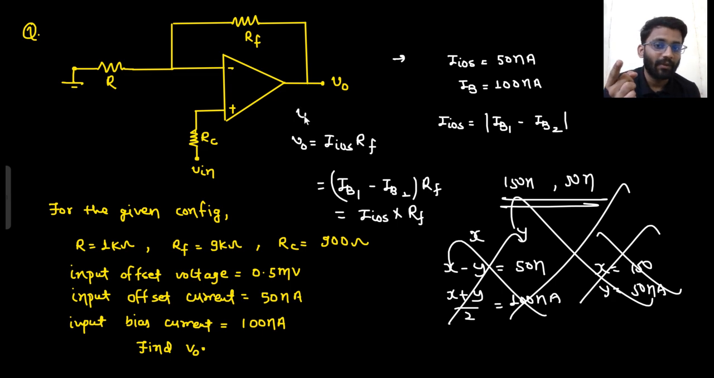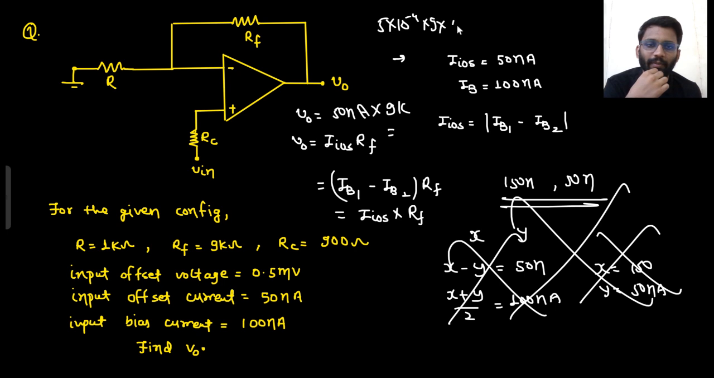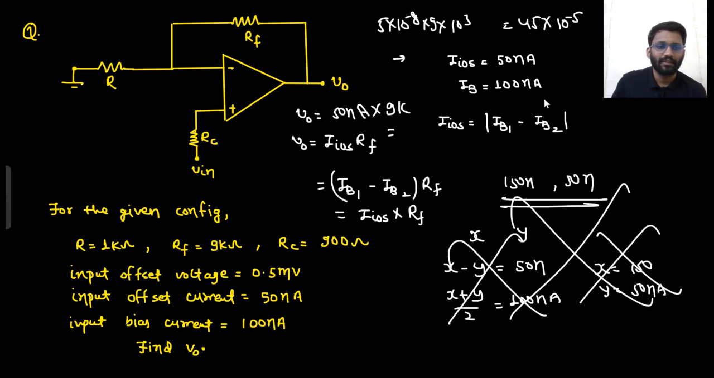Here, if I am calculating the output voltage, what will I write? What will be my output voltage? 50 nano into RF, because of only the offset current. Because of the offset current only I am asking, what will be my output voltage? 50 nanoampere into RF. RF is 9 kilo. So whatever we get, it is 5 into 10 to the power minus 8 into 9 into 10 to the power 3, so 45 into 10 to the power minus 5 we are getting. So is that answer correct? This is my question. Is that answer correct?